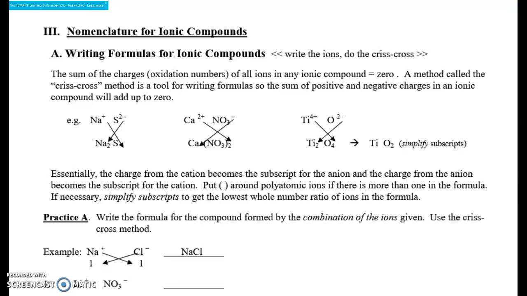All right, gentlemen, now we take the next step. A little bit more complicated, but bear with me and you should be okay. What we're about to do now is write formulas for ionic compounds. Simply put, we write down the ions and then we do what we call the crisscross. One thing you must remember is the charges, oxidation numbers of all the ions in any compound, the whole thing has to equal 0.